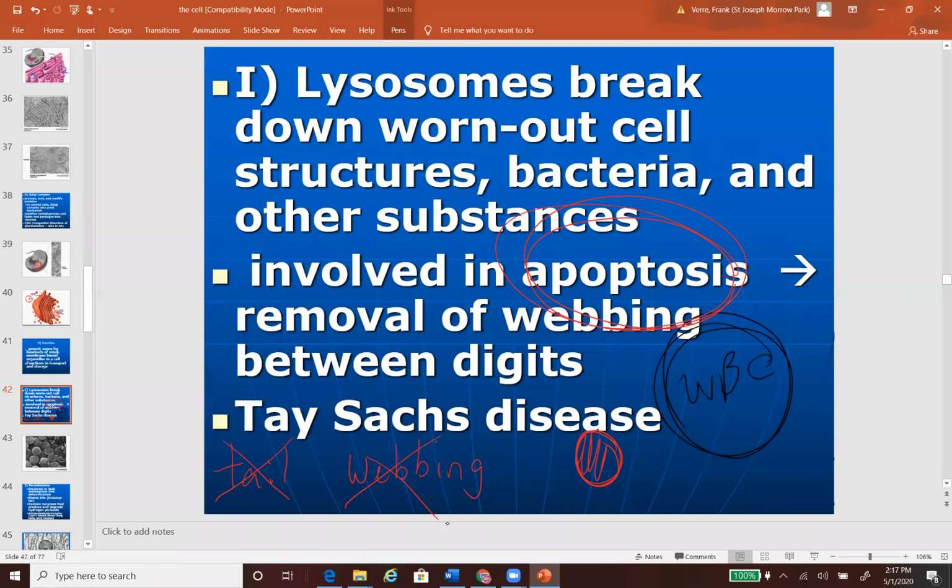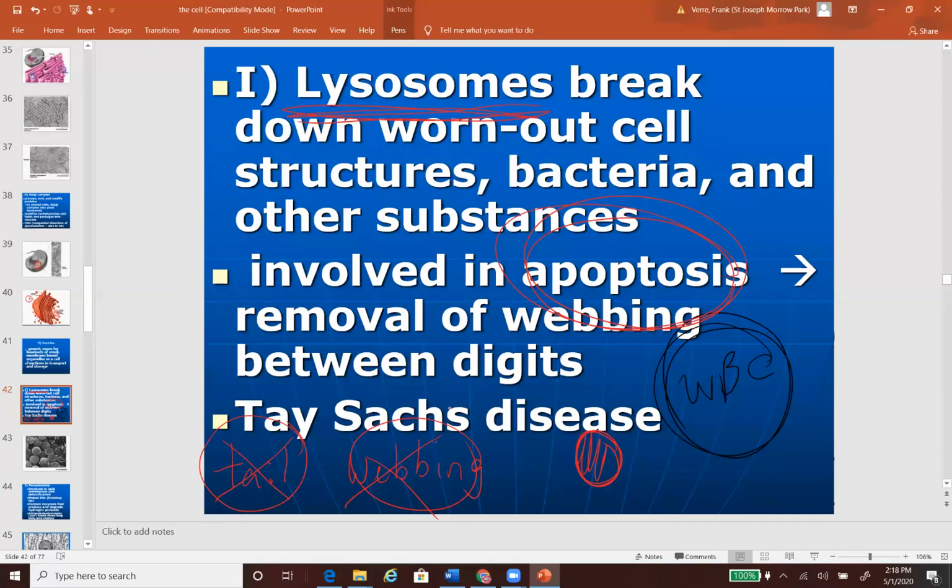And this actually comes down to the lysosomes. The lysosomes will literally break down the cells that make up the tail and the webbing so that they disappear. So that you're not born with a tail and you're not born with webs between your fingers, so that they look like your normal fingers.